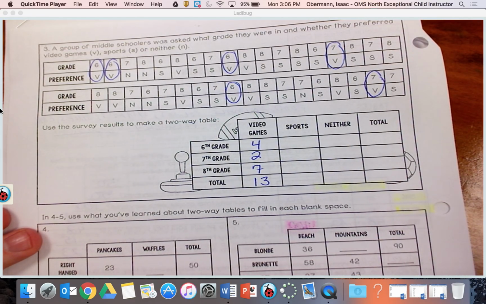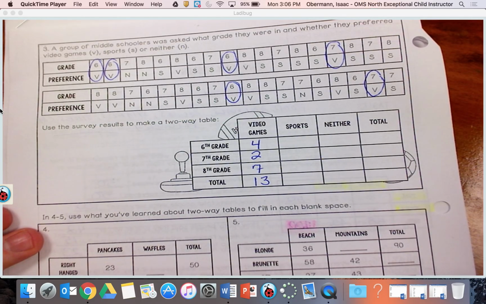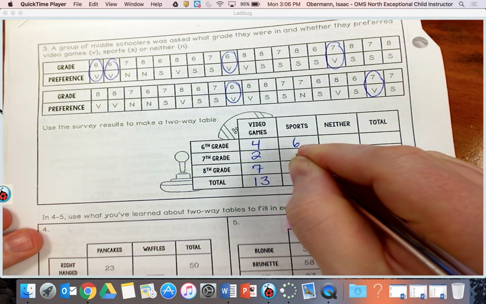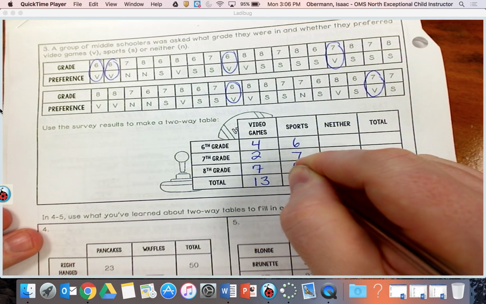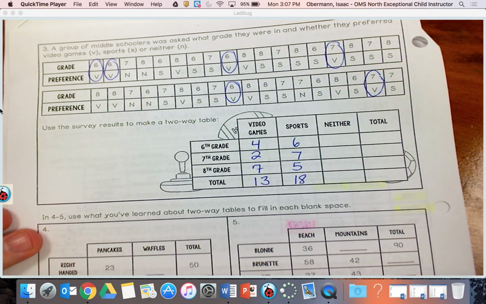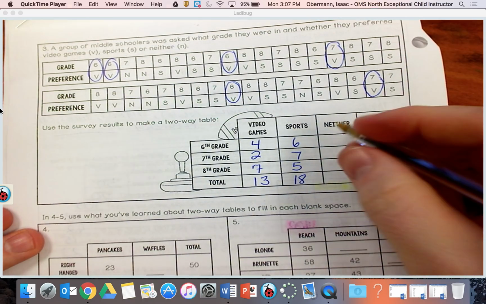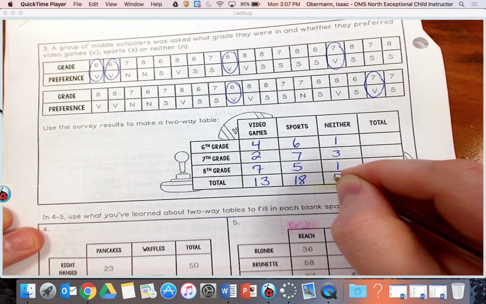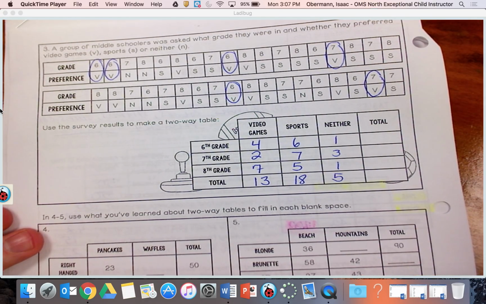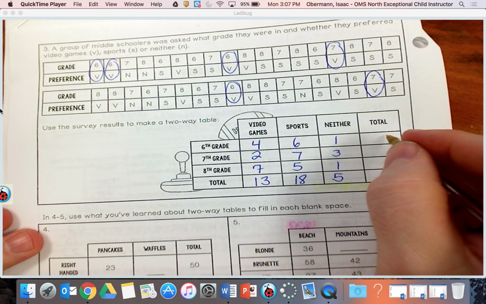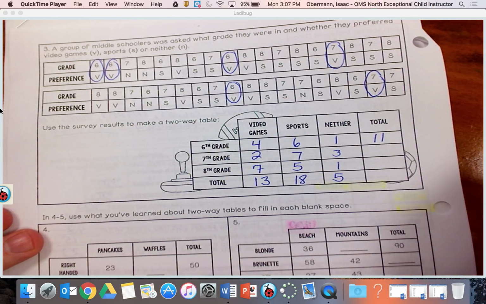Okay? For time's sake, just to figure out the rest of them, the 6th grade people who like sports I found were 6. 7th grade were 7 and 5. Add those together, I get a grand total of 18. People who like neither would be 1, 3, and 1. Add those together, I get 5. Well, how many 6th grade kids did I interview? So 4, 6, and 1 give me 11.